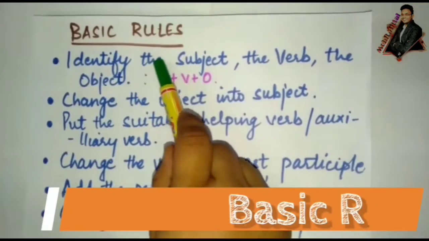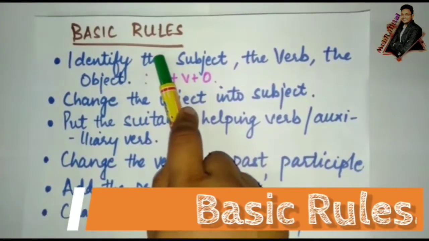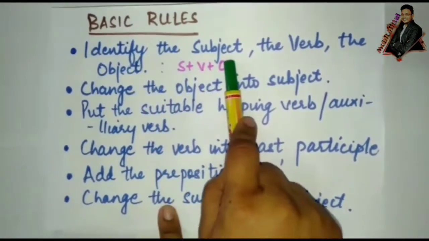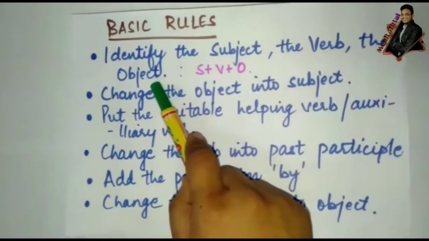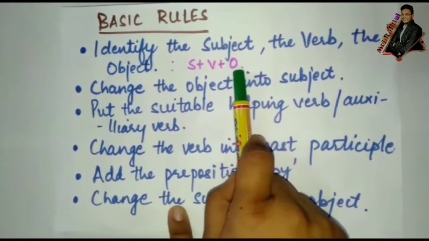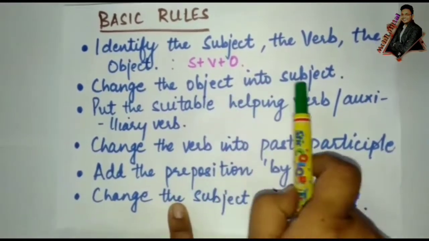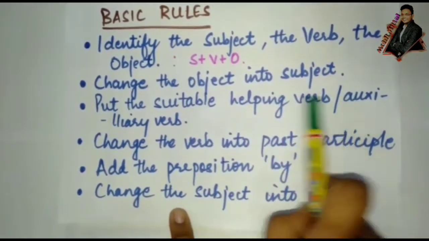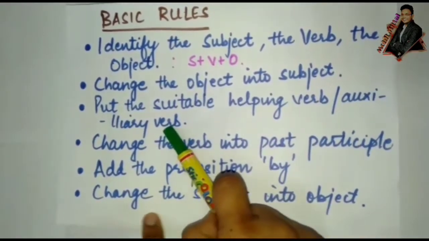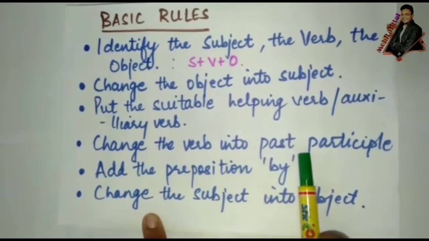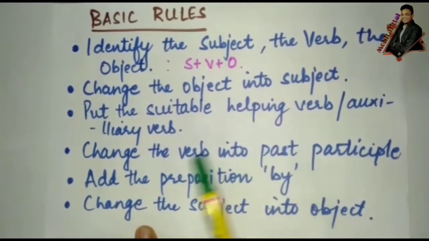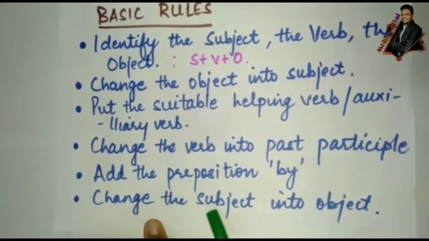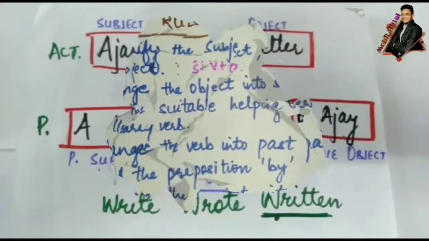Now, some basic rules we should remember for active to passive voice conversion. Identify the subject, the verb, and the object: S plus V plus O. Change the object into subject. Put the suitable helping verb or auxiliary verb, for example, is, am. Change the verb into past participle, the third form. Add the preposition by. Change the subject into object.